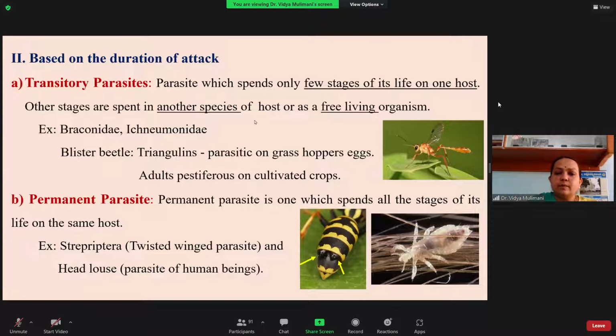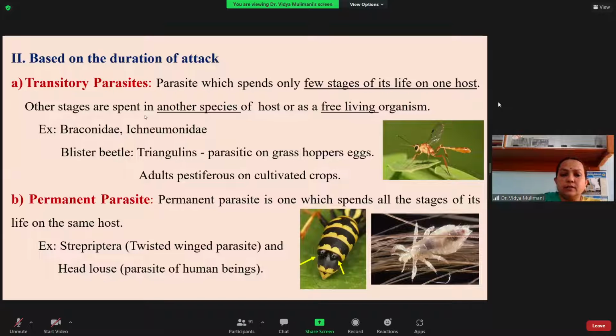Other stages are spent on another species, that is one option of the host, or as free living. So this is the transitory parasite. Whatever parasitic insects we have, the Braconidae and Ichneumonidae, they are all parasitic only in the larval stage. That is, they are transitory parasites.